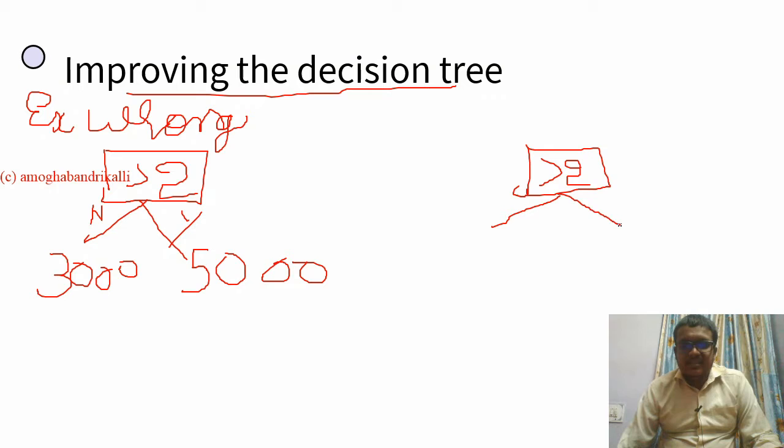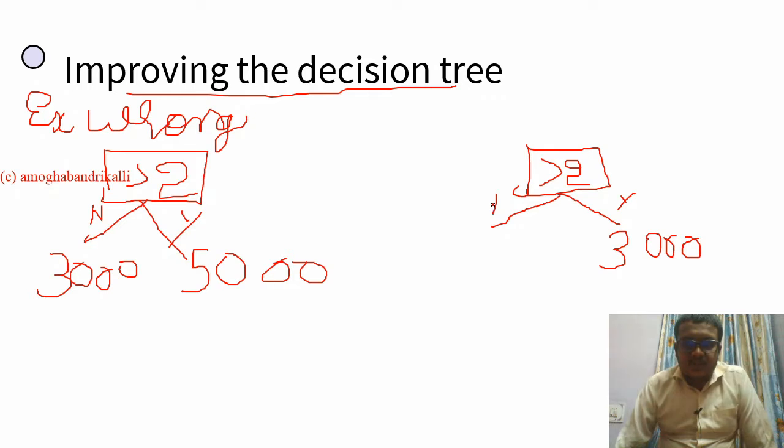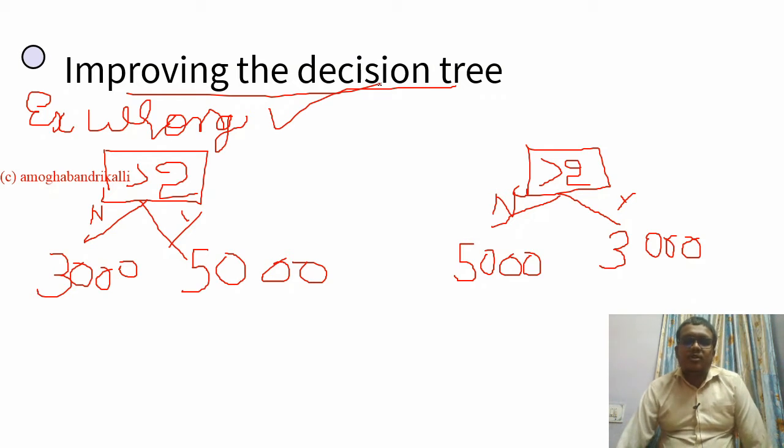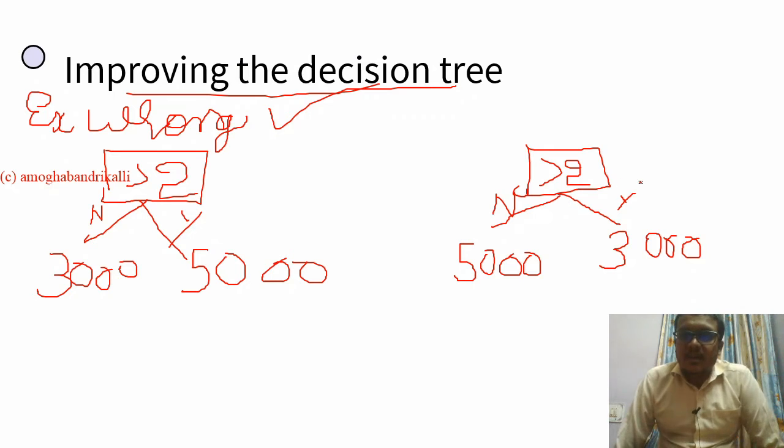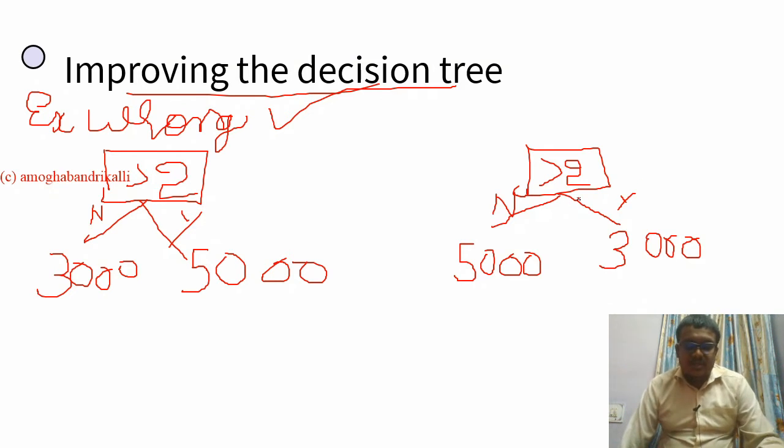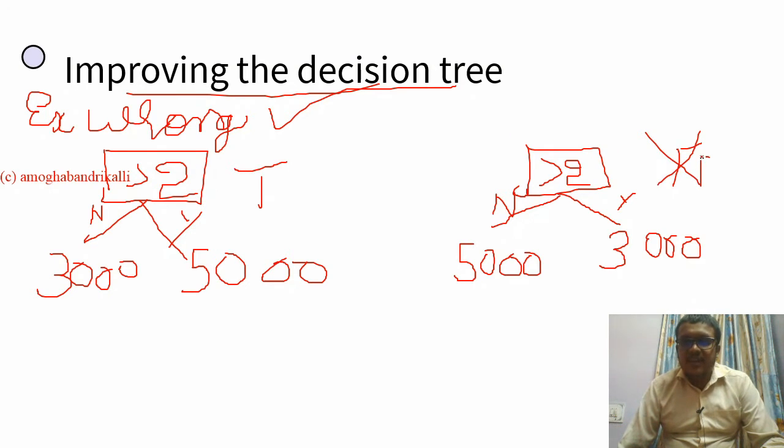Some of our decision trees may give wrong results here. If it is yes, it may give the answer as 3,000. If it is no, it may give the answer as 5,000. So this is where the machine is going to give some wrong decisions. We need to avoid it. This is a crucial decision where the decision is supposed to provide good results, but here it is going to fail. Why?